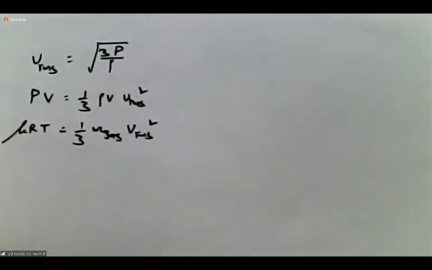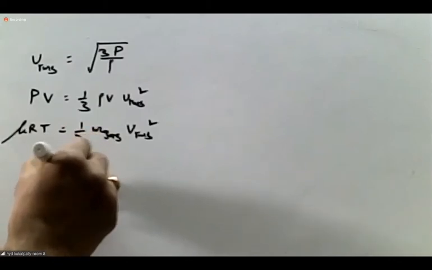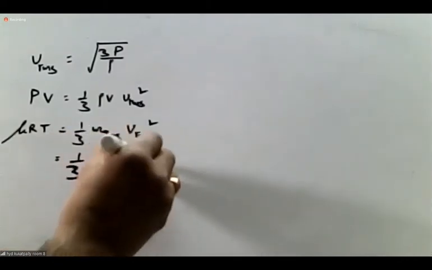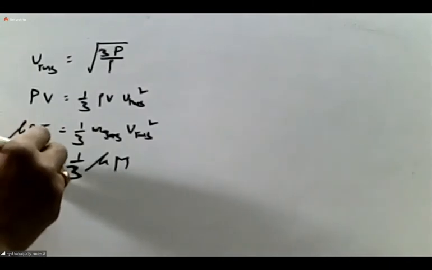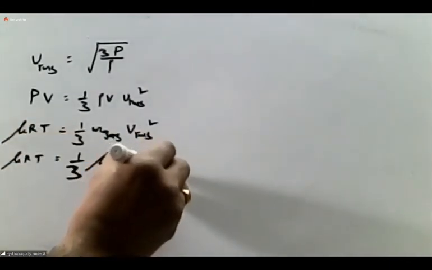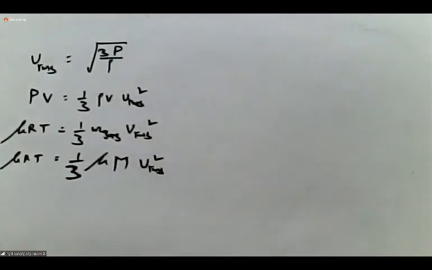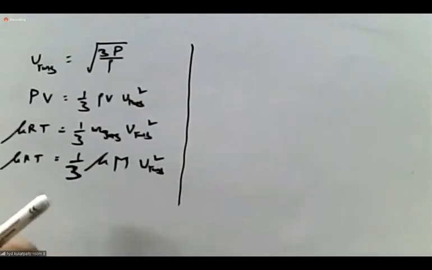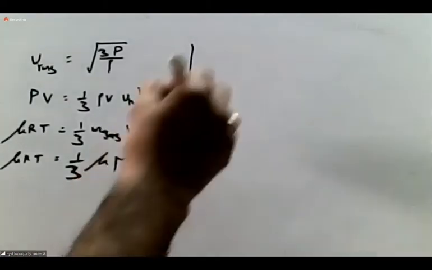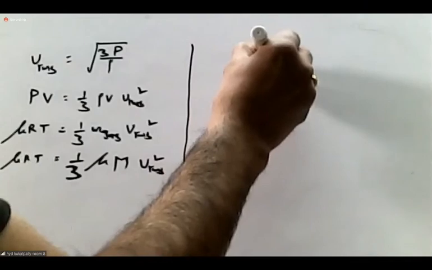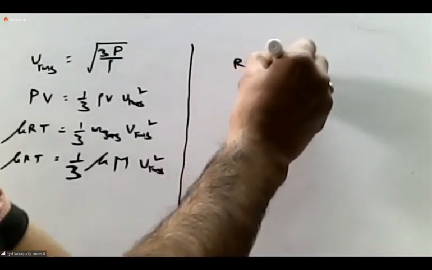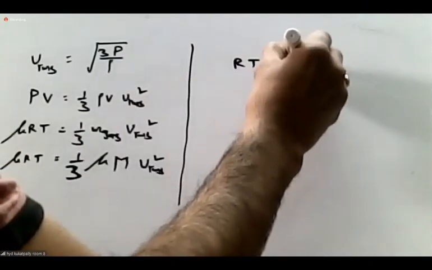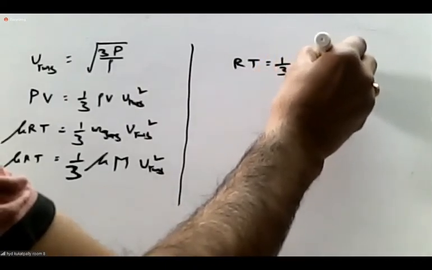Okay. Mass of the gas, how to write? Mass of the gas is the number of moles into gram molecular weight, capital M. So this is equal to mu RT, and on the other side 1 by 3 M V RMS square. Mu cancels. RT is equal to 1 by 3 M V RMS square.